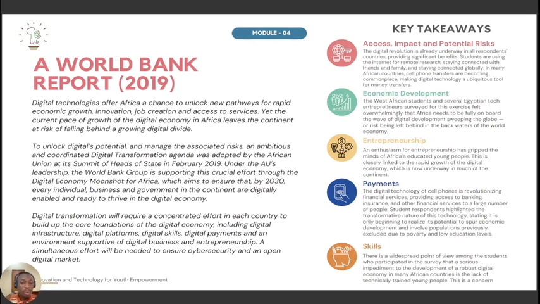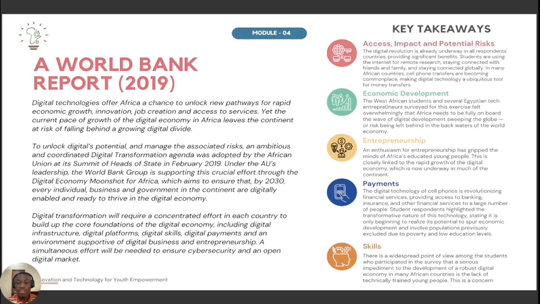The World Bank Group is supporting this crucial effort through the Digital Economy Moonshot for Africa, which aims to ensure that by 2030, every individual, business, and government on the continent is digitally enabled and ready to thrive in the digital economy. Digital transformation will require a concentrated effort in each country to build up the core foundations of the digital economy, including digital infrastructure, digital platforms, skills, digital payments, and an environment in support of digital business and entrepreneurship, and a simultaneous effort is needed to ensure cybersecurity and an open digital market.